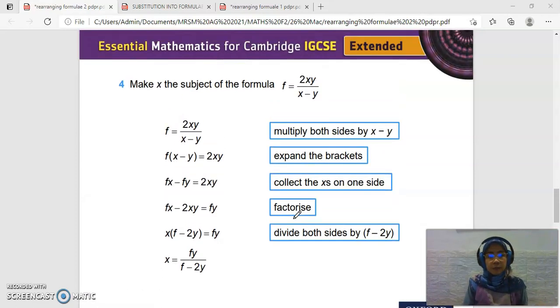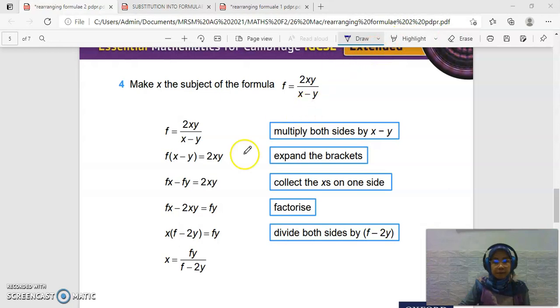Okay, we continue with example 4. Make x the subject of the formula f = 2xy over (x minus y). For this one, x and y are part of the denominator, and we also have x in the numerator. The important point is that if there is a denominator, it makes it difficult to rearrange the formula.